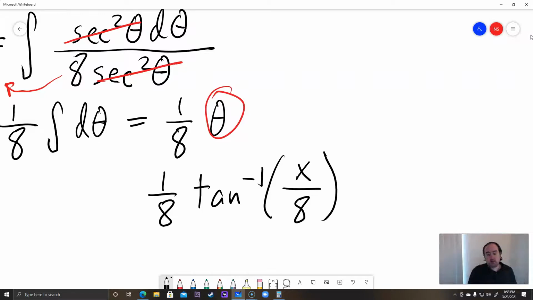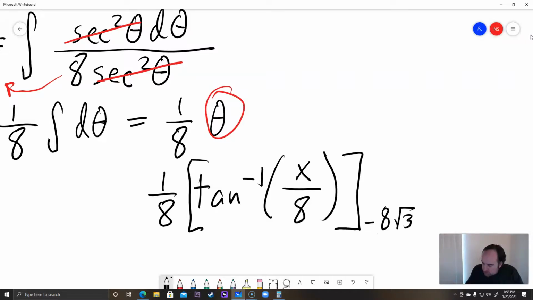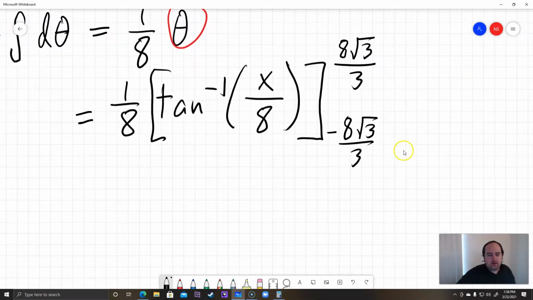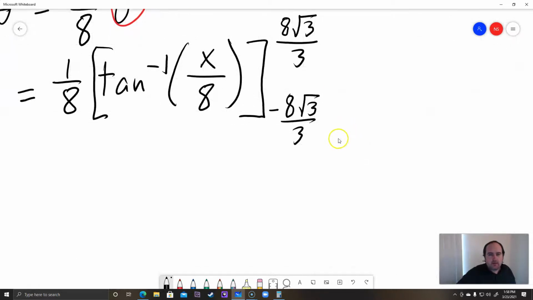But of course, we're not going to write a plus c because this was actually a definite integral. And remember, for this definite integral, they wanted us to evaluate it from negative 8 root 3 over 3 to positive 8 root 3 over 3. All right, so remember when you're evaluating a definite integral, you use the fundamental theorem of calculus part 2, which basically just says you plug in the top number and then you subtract the function evaluated at the bottom number.